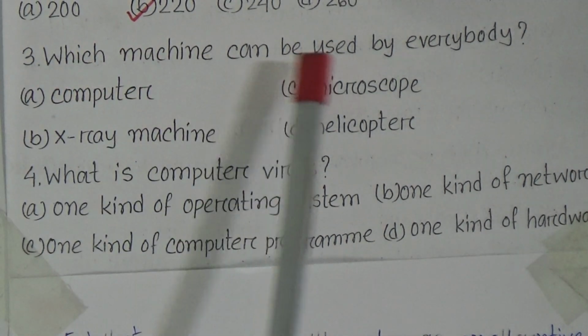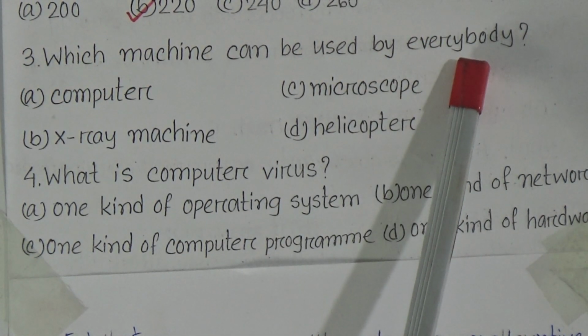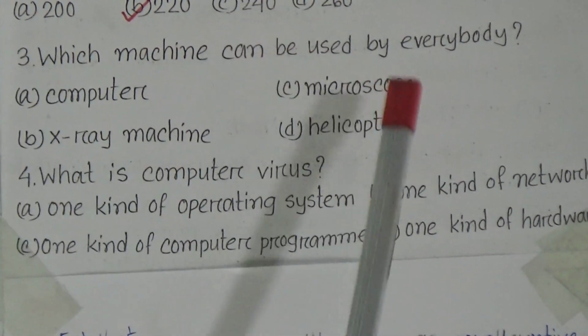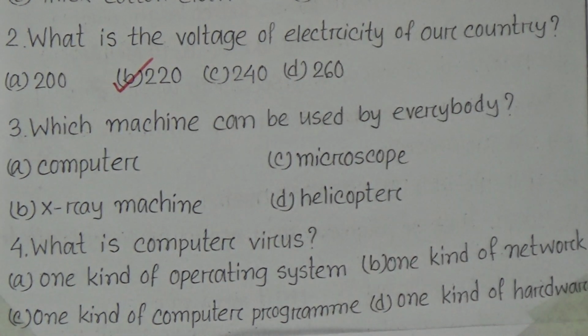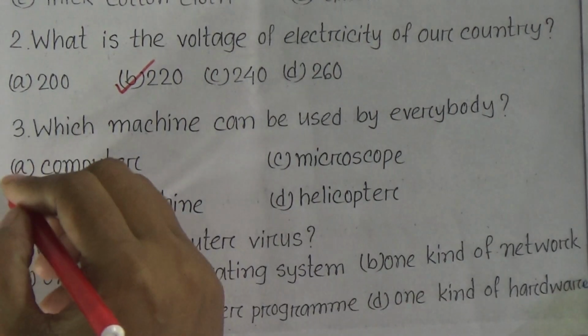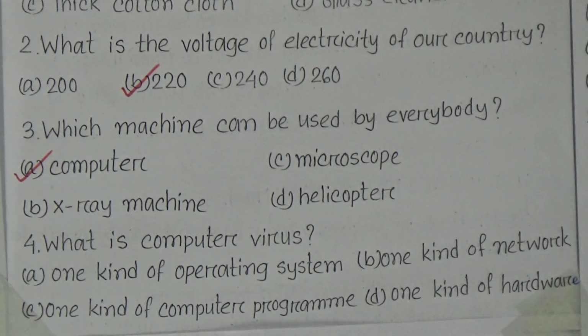Now come to question number 3. Which machine can be used by everybody? Options are computer, microscope, X-ray machine, helicopter. So our answer will be option A, computer.